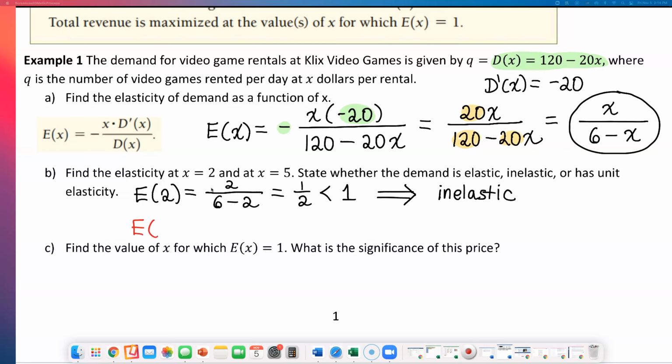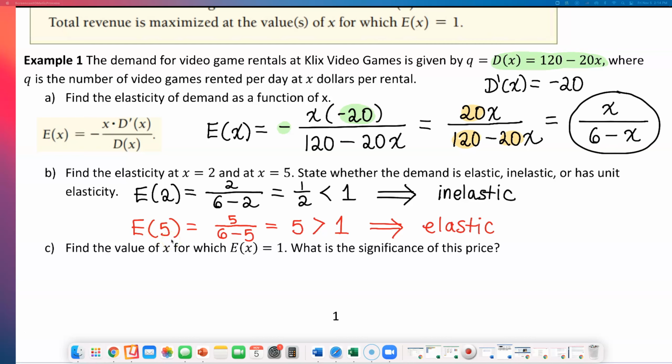What if it is $5? Okay, I have to plug in 5. That will give us 5 over 6 minus 5, which is going to be 5, right? 5 divided by 1. And this is definitely greater than 1, which means this price, the demand is going to be elastic when the price is $5. And what does that mean? That means if they make this product or video game any more expensive at this point, the revenue will actually go down. So they shouldn't make this video game more than $5.